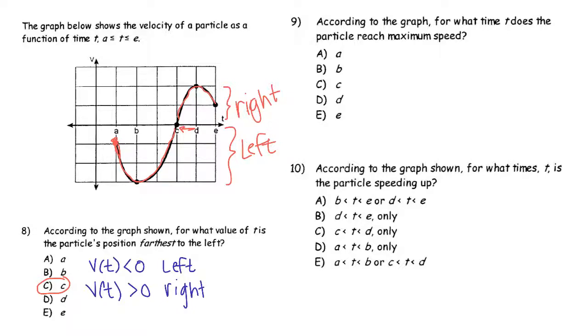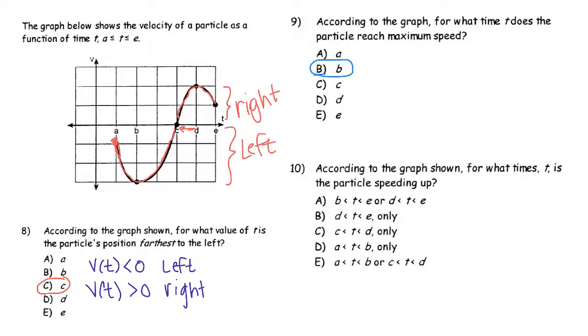And if we imagine everything that's below reflected over the x-axis, then I think it's safe to say that B should be the correct answer here. Okay, so now we need to look for where the particle is speeding up, and where would it be speeding up?